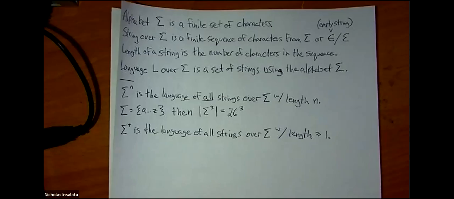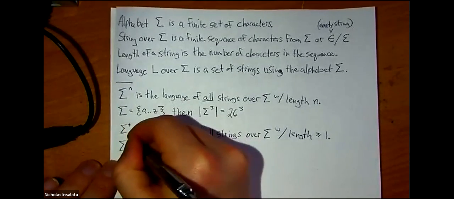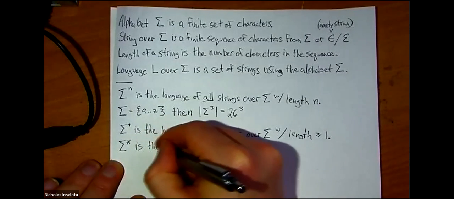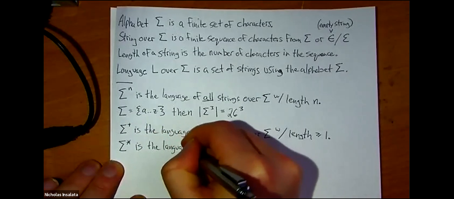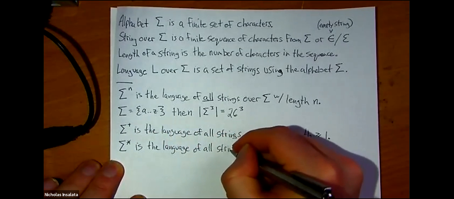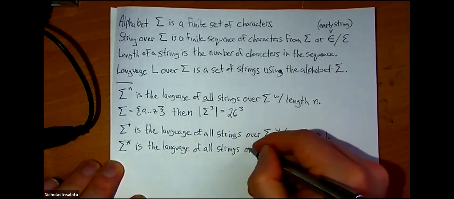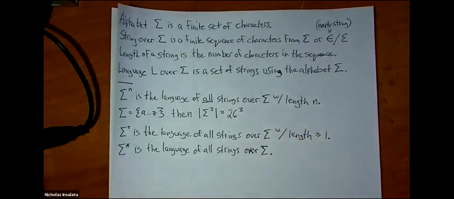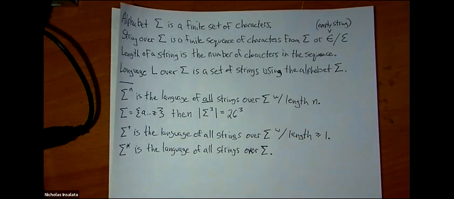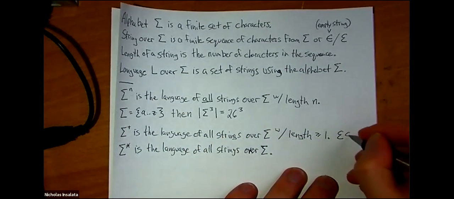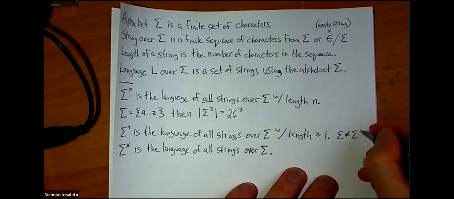Whereas sigma star is the language of all strings over sigma. End of story. Can you have a string of negative length? No, but you can have a string of 0 length. So in other words, the empty string is not an element of sigma plus.